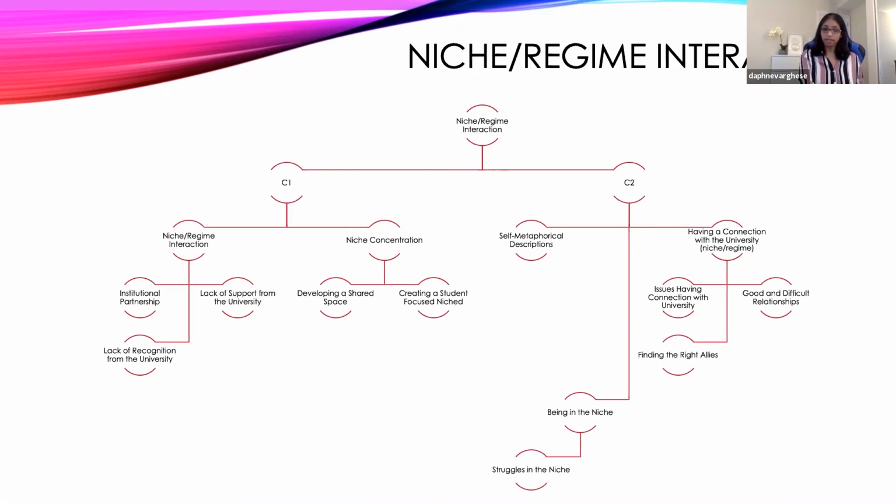For C2, unlike C1, there was reference to self-metaphorical descriptions. In terms of being in the niche, there's also discussion of how there are struggles in the niche. In terms of the connection with the regime, there are certain references to having a connection with the university, having a good relationship, but also how it can be troubling and how these two feelings balance out, as well as finding the right allies.